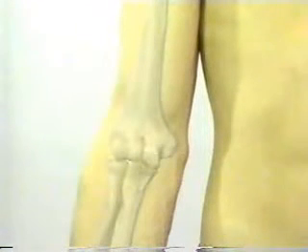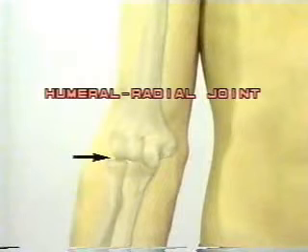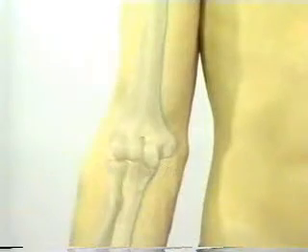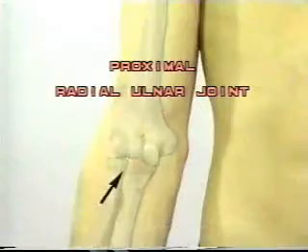The elbow. The elbow is examined in a systematic fashion and in a pattern similar to that which you have just witnessed in the examination of the shoulder. The elbow, like the shoulder, is comprised of more than one articulation. The humeral radial joint, the humeral ulnar joint, and the proximal radial ulnar joint.